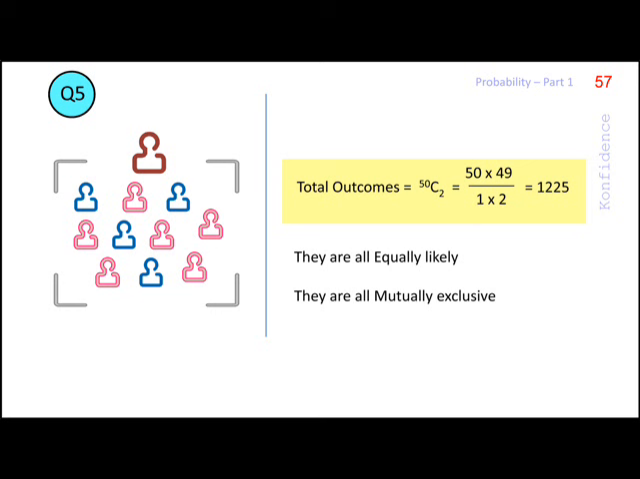Let us first look at the total number of outcomes possible when the teacher picks 2 students at random. There are a total of 50 students, all of whom are different. The total number of ways in which 2 students can be picked from this set of 50 students will be 50C2, the value of which is 50 into 49 divided by 1 into 2, which is 1225.